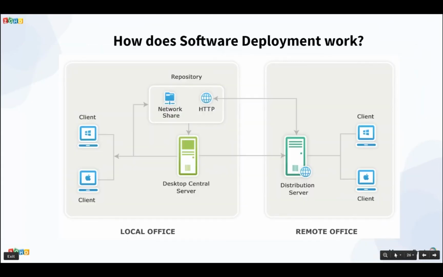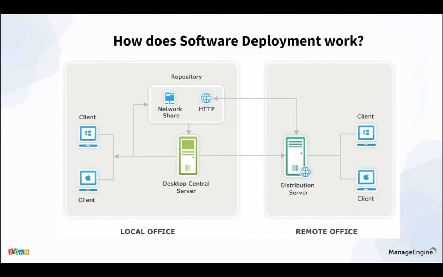So how does software deployment work? In software deployment, the first thing is to find a way to get the software distributed to the client machines and have it installed. This is what's happening in the backend. When we talk about software deployment, there has to be a repository from where the software is copied over. Desktop Central offers both a network share capability and something called an HTTP repository, from where the software can be copied over.